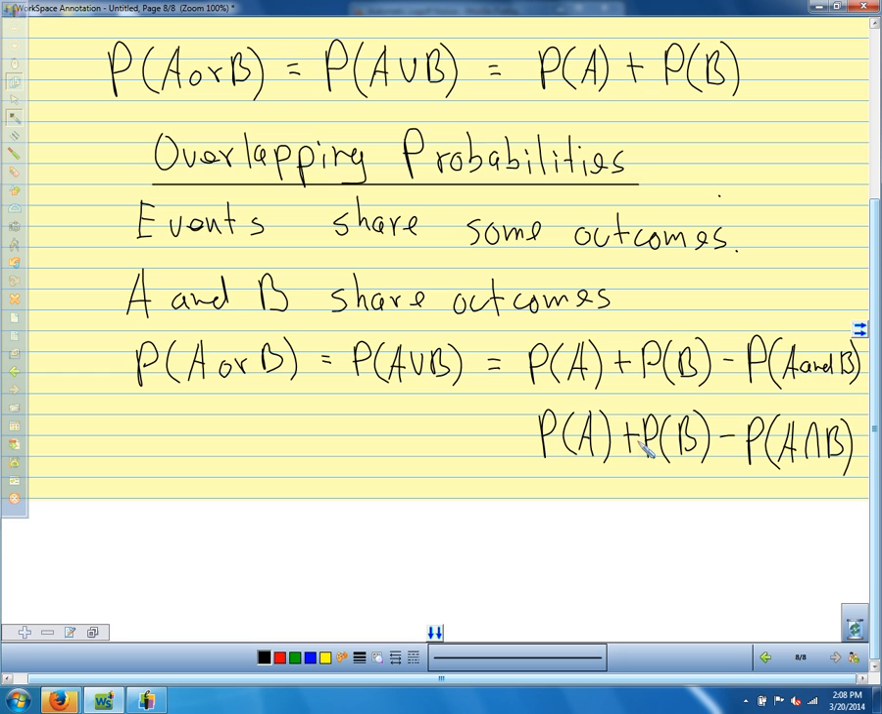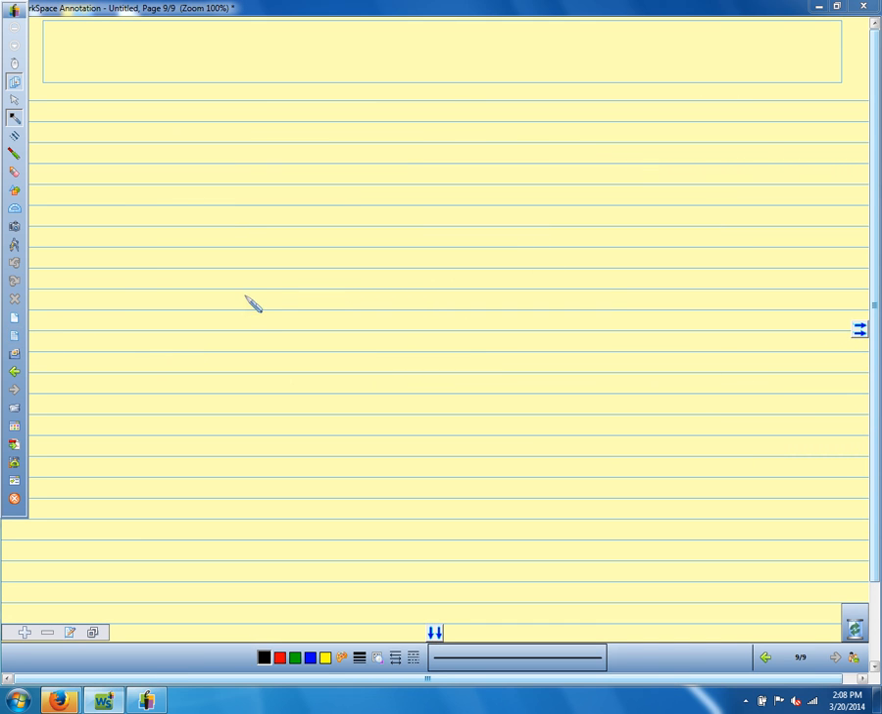All right, so let's look at a couple of examples using mutually exclusive events and one where we have to talk about an overlapping probability. So let's say we roll two die. And we want the probability of a total of more than 10.